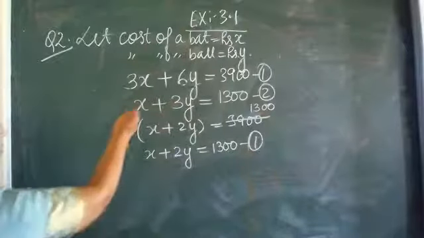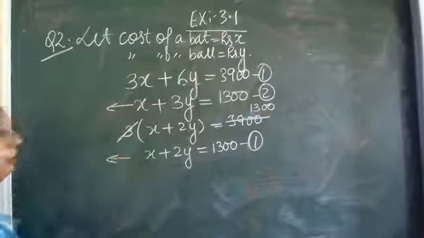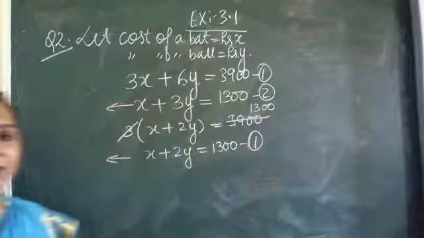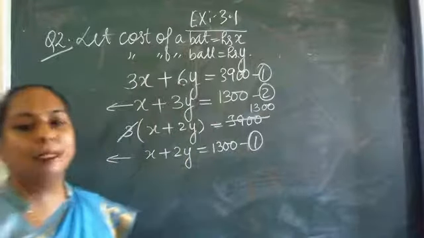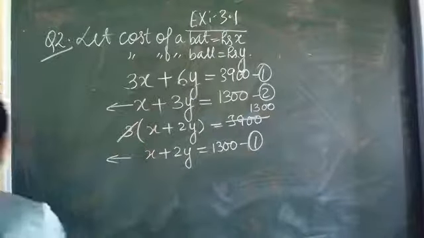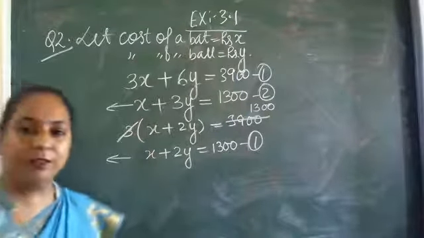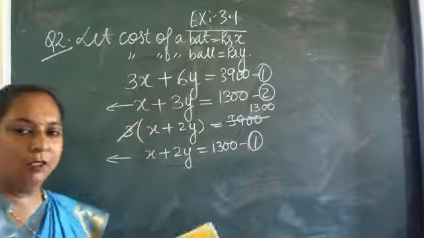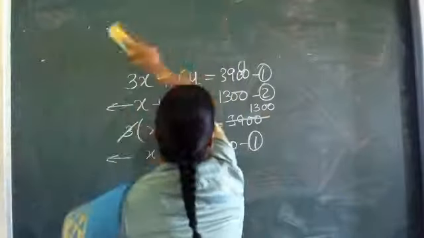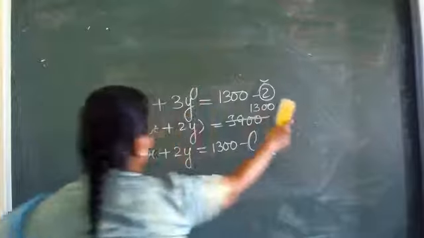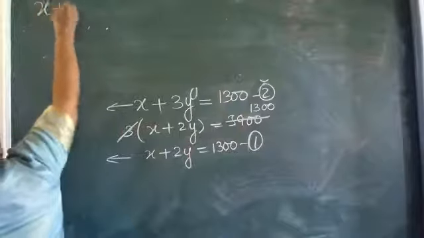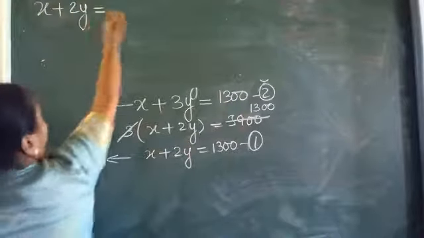Now we solve these two equations, equation 1 and 2. These equations are linear equations. Now we can solve these equations by the graphical method. So I am writing the equations on the top, and then I will show how to find the points of the linear equations and how to plot these points on graph paper. Clear? The first equation is x plus 2y is equal to 1,300.